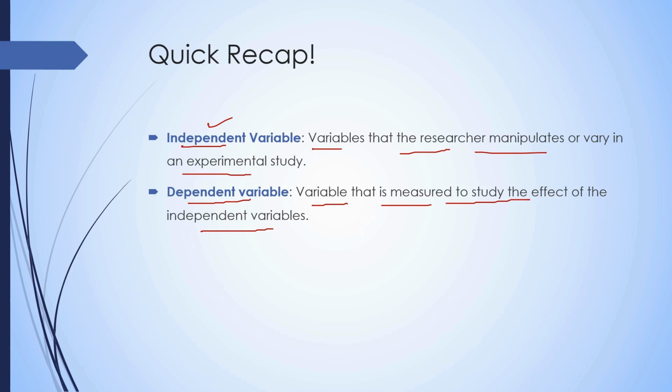And what is the dependent variable here? The dependent variable will be the depression score, because whatever changes you are making in the independent variable will be visible in your dependent variable here, which is the depression score. So I hope these two terms are clear to you, independent variable and dependent variable.